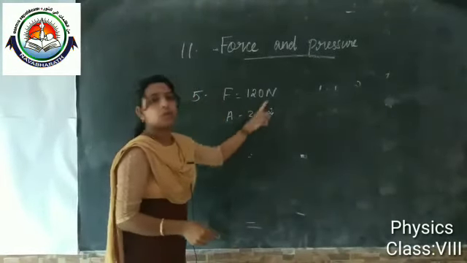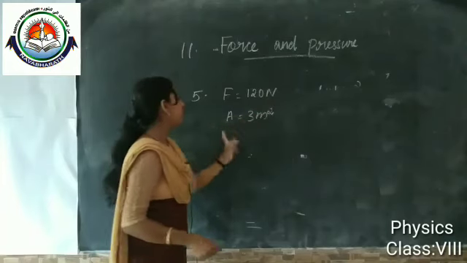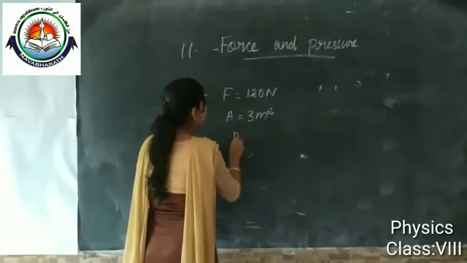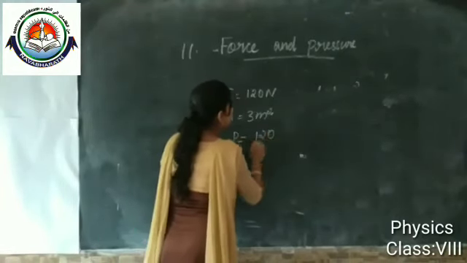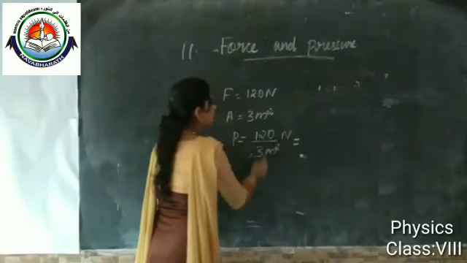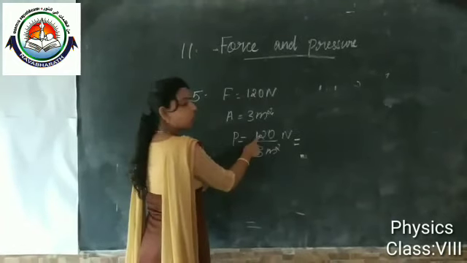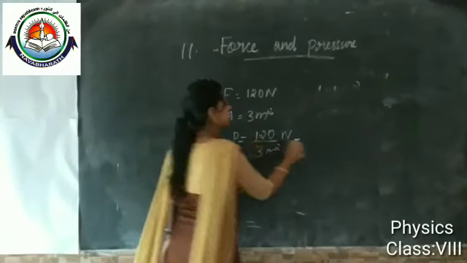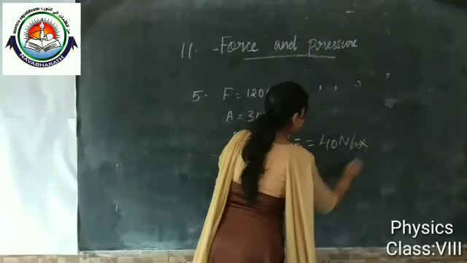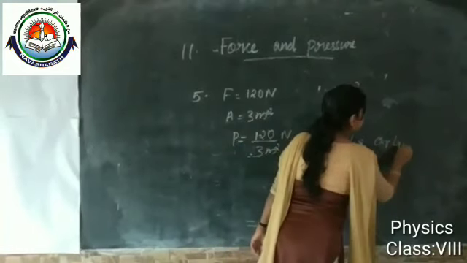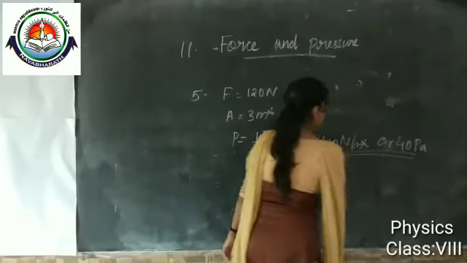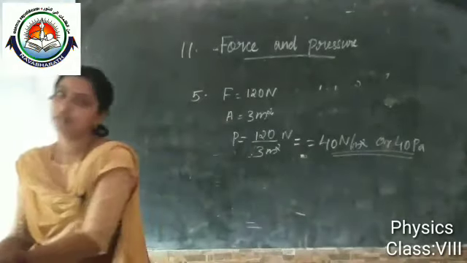First you look at these units. Force is in SI unit, area also in SI unit. So we can easily find this answer. Pressure is equal to 120 divided by 3 meters square. 4 3s are 12, so the answer is 40 Newton per meter square or 40 Pascal. Okay, this is the answer of the fifth question.